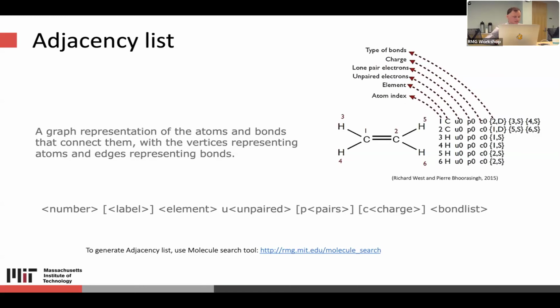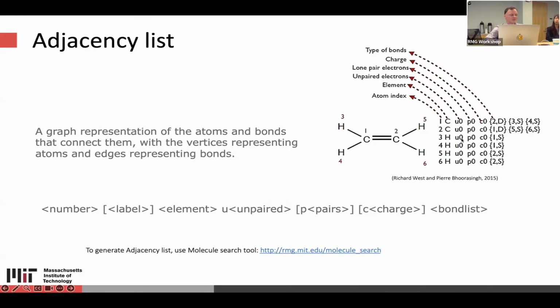So the adjacency list syntax. RMG thinks internally as chemical graphs, where atoms are represented by nodes and the bonds are represented by edges. And this is just a full description of the atoms. So we have to number them so that we can define the bonds. The only reason these numbers exist is so that the bond definitions make sense. You can reorder the numbers and it still remains the same molecule. Then we have the element, which has to be something that RMG knows about.